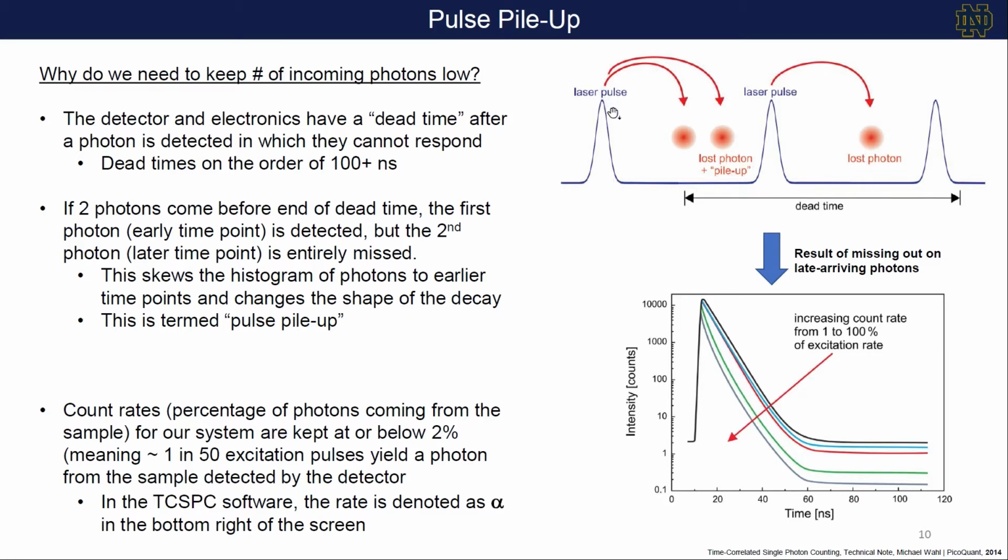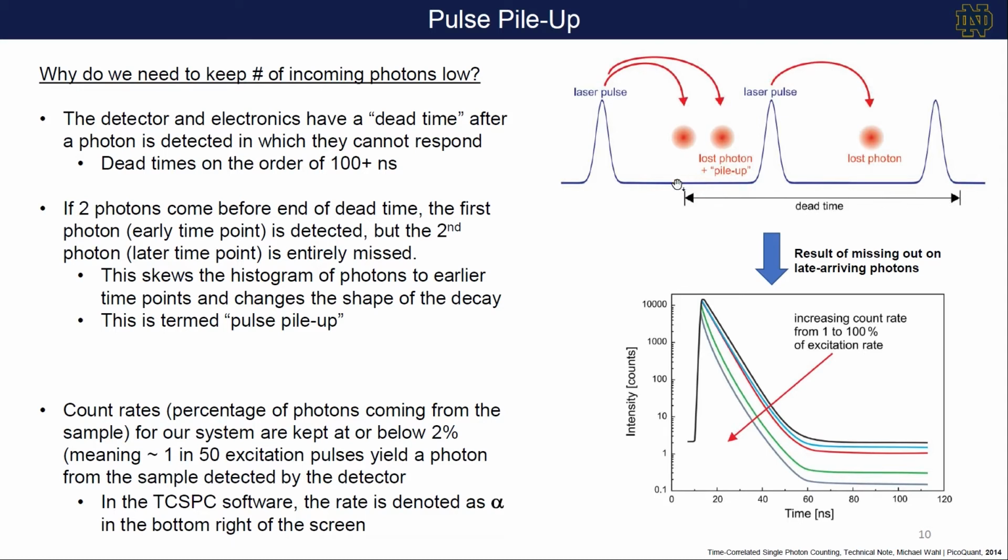So if we have our laser pulse, which is part of the timing system and also excites our sample, we're going to get an initial photon, and that's going to start the process of recording the photon. But that dead time is this whole process throughout here. If more photons come in, like this photon and this photon, both of these have not been counted by the system because the system is too busy taking care of this photon during the dead time.